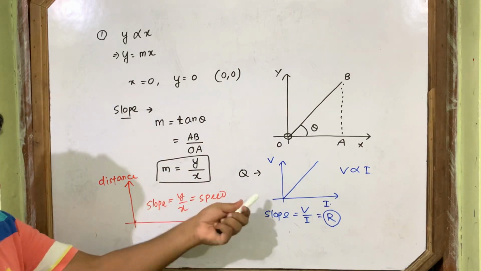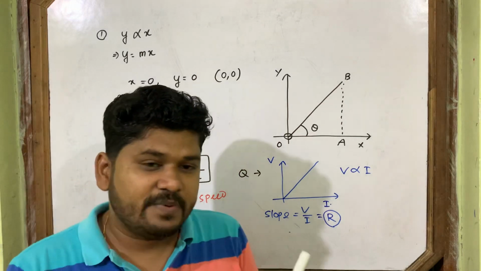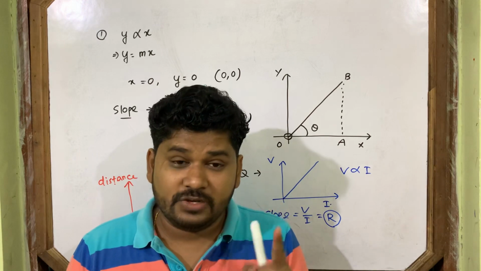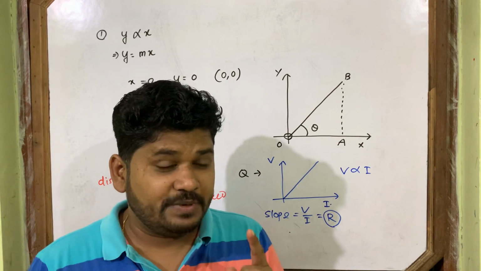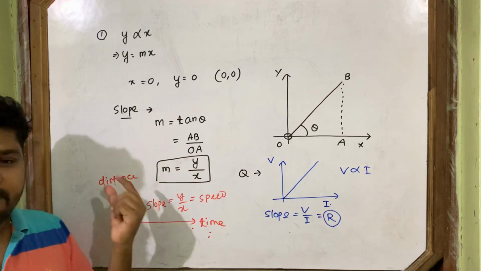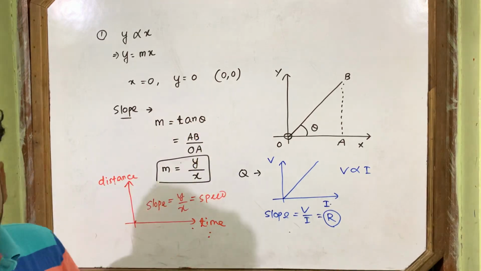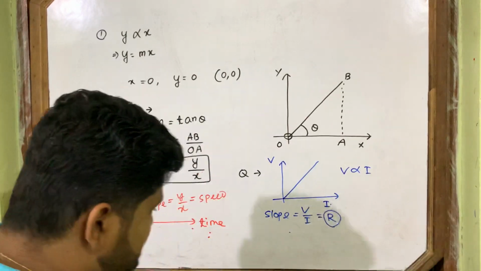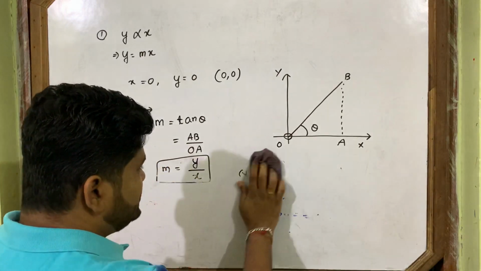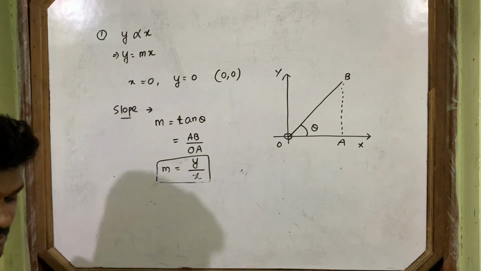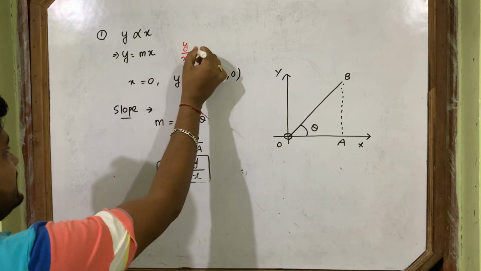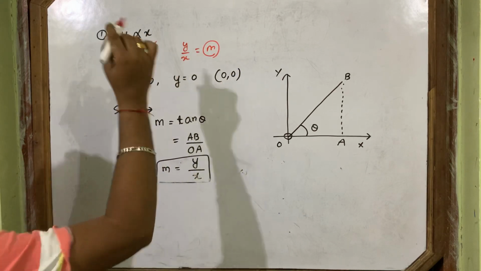Any graph will come in physics, any type of shape, any graph. You remember one thing which is used in all graphs: whenever the slope is asked, simply do y by x, or tan theta will also be required somewhere. So this is the important information about the slope of a graph. So this is the graph. Now you see this m, it's very clear. Here y by x is nothing but this slope.